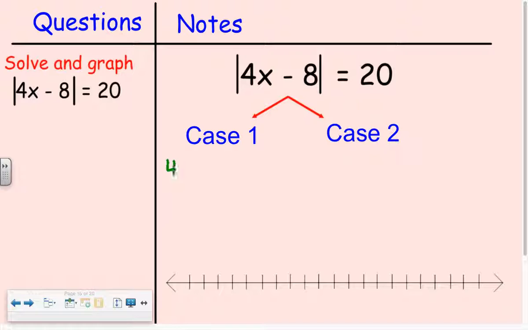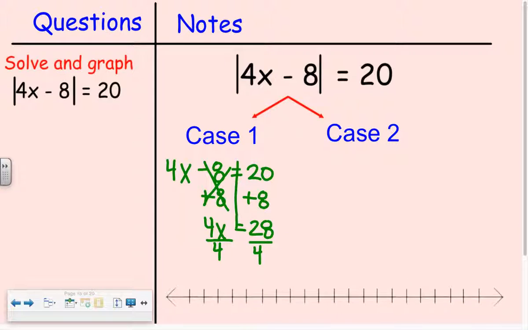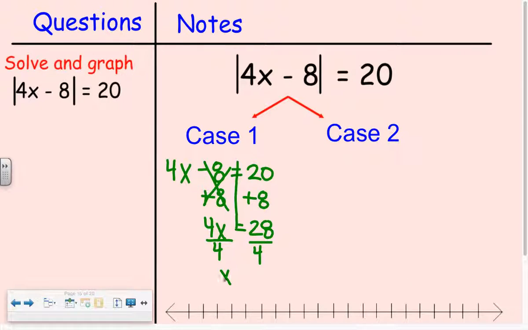Case 1, we're going to write the exact same equation, except I'm going to get rid of the absolute value bars. So the only difference between my original and this one is that I got rid of the absolute value bars. Let's go ahead and solve this. So add 8 on both sides. For my number line, x equals 7. This is one of our answers. How do we get the other one?